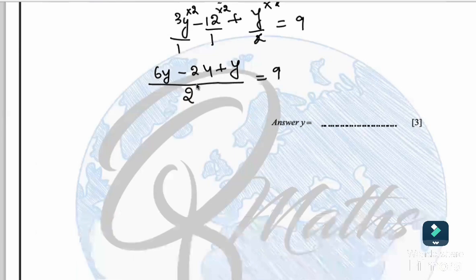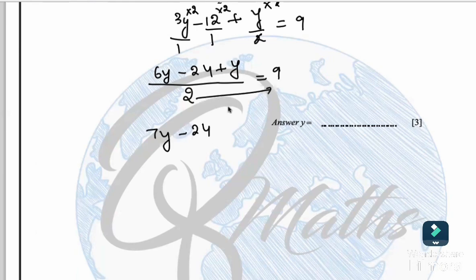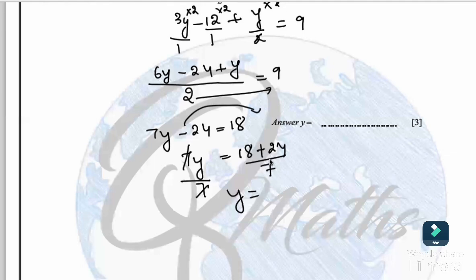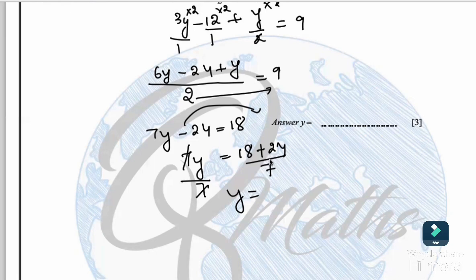Okay. As a result, if I simplify this, 6y plus y becomes 7y minus 24, and the 2 will be multiplied to the right side as 18. Therefore, 7y is equal to 18, and minus 24 will go here as plus 24. We need to make y the subject, so divide by 7 on both sides. Therefore, y is equal to 18 plus 24. Use your calculator, 18 plus 24, which is going to be 42.